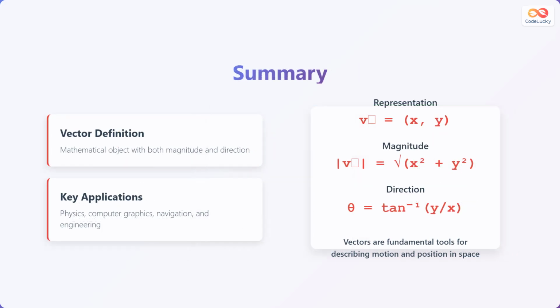In summary, a vector is a mathematical object that combines both magnitude and direction. Vectors are fundamental in diverse fields, including physics, computer graphics, navigation, and engineering. Vectors are represented as v equals (x, y). The magnitude of a vector is denoted as |v|, which equals the square root of x squared plus y squared. The direction is given by theta equals tan inverse of y by x. Vectors are fundamental tools for describing motion and position in space.